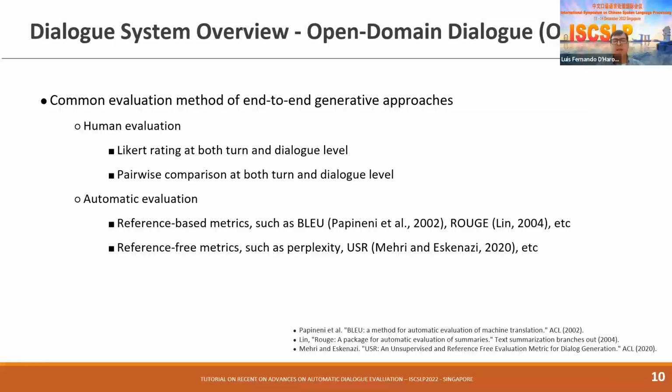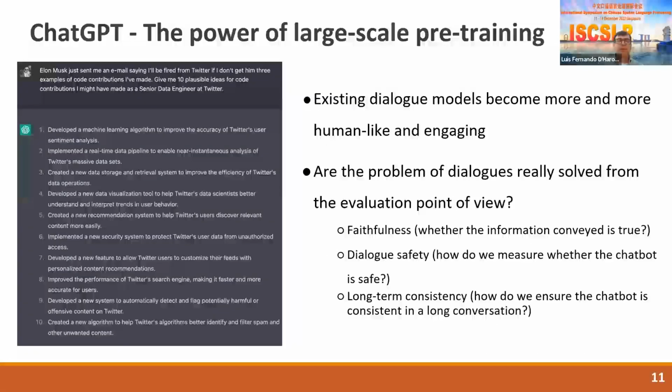Then we also have evaluation based on automatic metrics. Let's consider reference-based metrics like BLEU and ROUGE, that we will explain later, or reference-free metrics like perplexity, USR, and others that we will also explain. And we have this ChatGPT. I guess you are familiar with it because it's very much in the news on Twitter. Everyone is talking about that one. If you haven't, then go, because you will be surprised by the capabilities of this system.